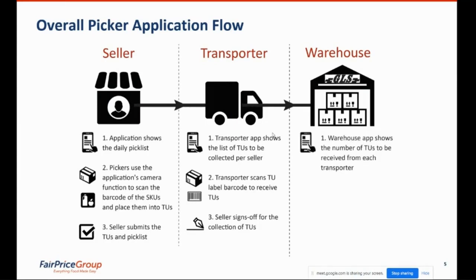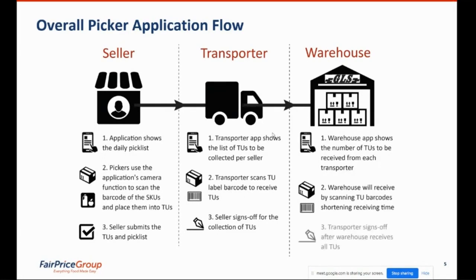After which, the information of the collection will be sent to the warehouse app, where they'll be able to see the number of TUs to be received from each of our transporters. Afterwards, the warehouse will also do receiving via the TU barcodes and packages, and then the transporter will sign off on the warehouse application to complete the handover process. This is a quick overview of how the seller picker application fits in with the larger picker application flow across the entire first mile chain from seller, transporter, and warehouse.